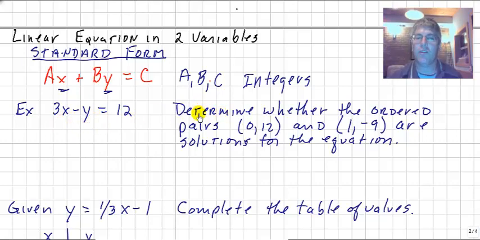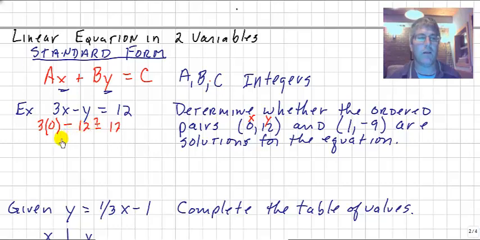So you're going to get questions like this. Determine whether the ordered pairs 0, 12 and 1, negative 9 are solutions for the equation. Okay, so 0 is our x and 12 is our y. So we can just substitute those two values into our equation for x and for y. So our x was 0, so that'd be 3 times 0 minus 12. Well, does that equal 12?